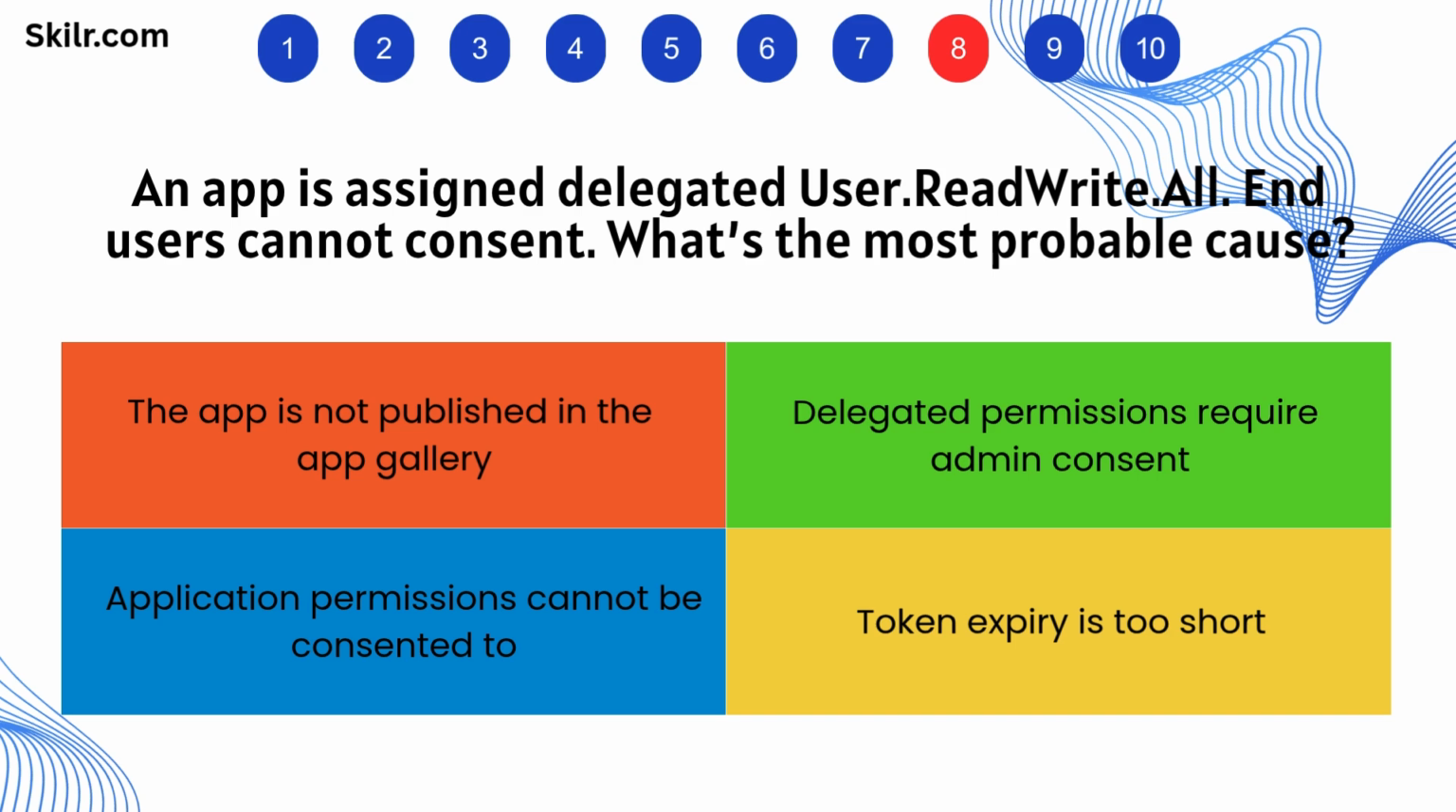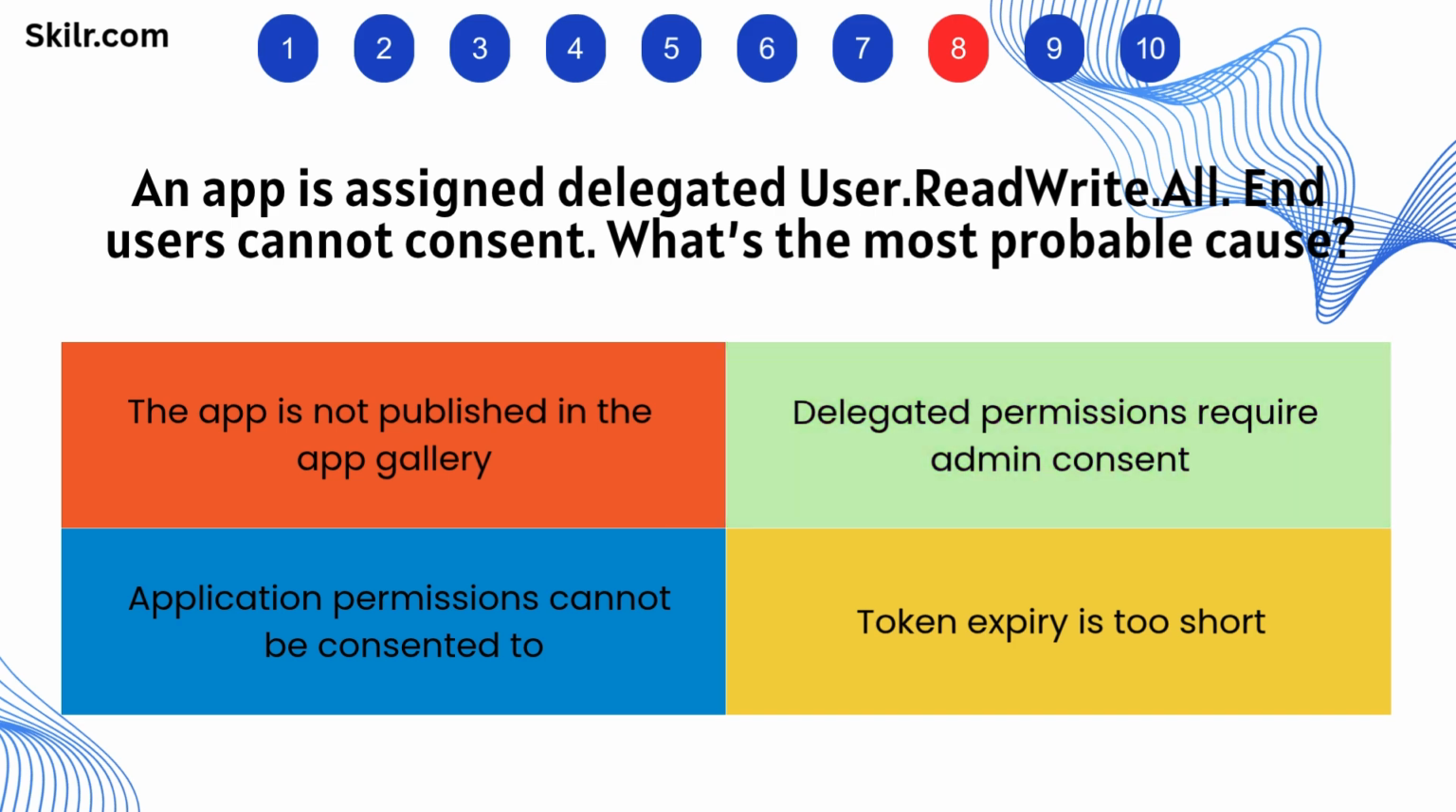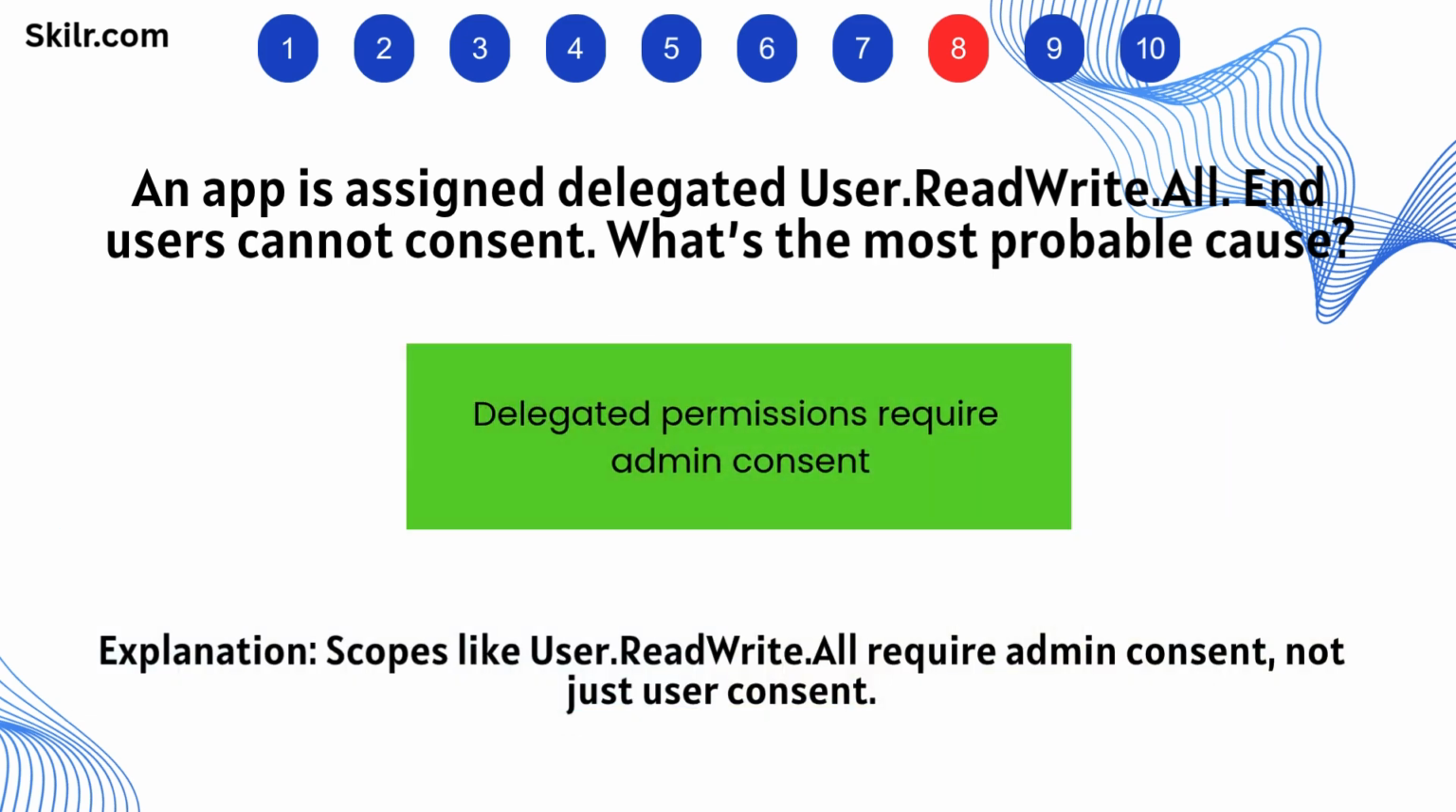Question 8. An app is assigned delegated user.readwrite all. End users cannot consent. What's the most probable cause? The correct answer is delegated permissions require admin consent, as scopes like user.readwrite all require admin consent, not just user consent.